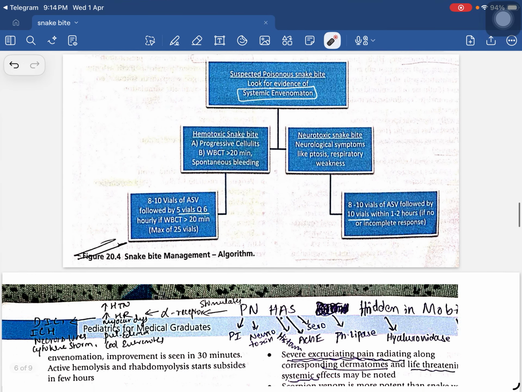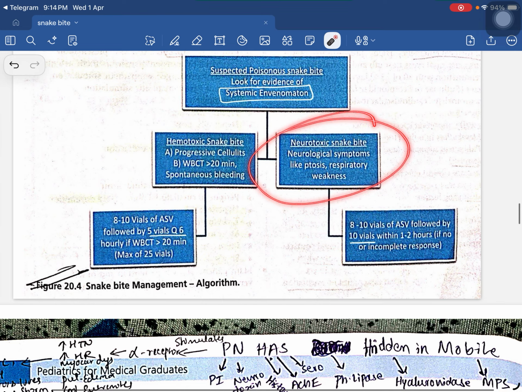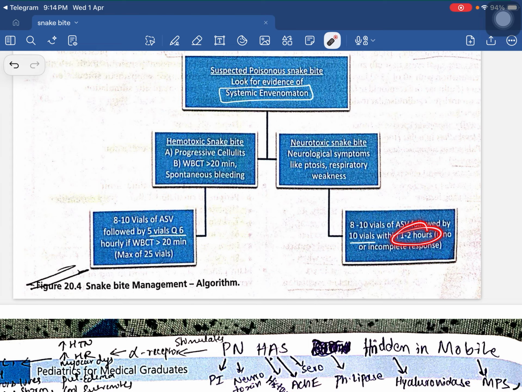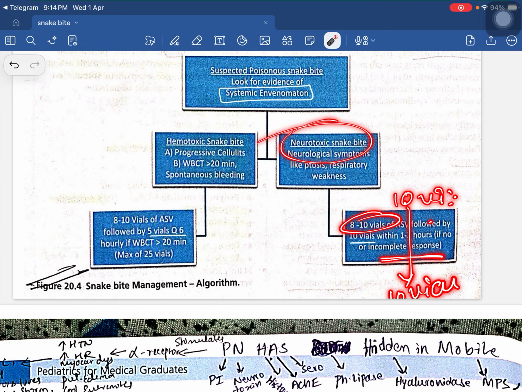Suppose neurotoxic features are there, then 8 to 10 vials of ASV, followed by 10 vials within 1 to 2 hours if there is no response or an incomplete response. You have to again give ASV. First you have given 10 vials, right? Then again after 1 to 2 hours, if there is incomplete response, again you can give 10 vials. This is in case of the neurotoxic.